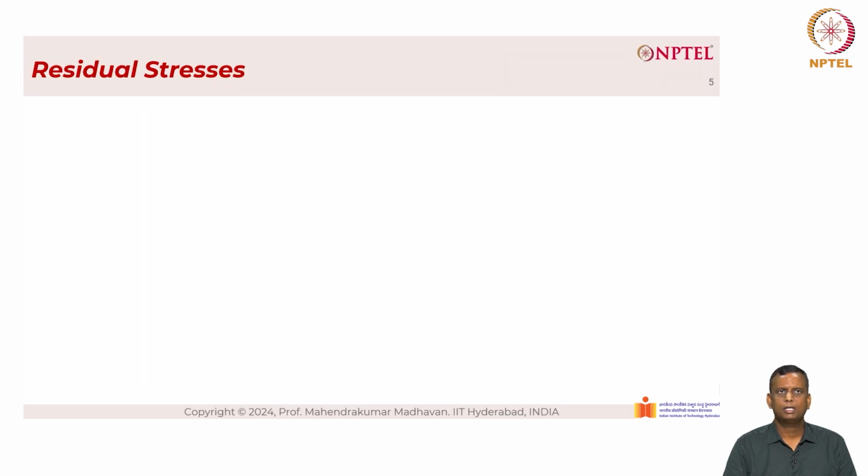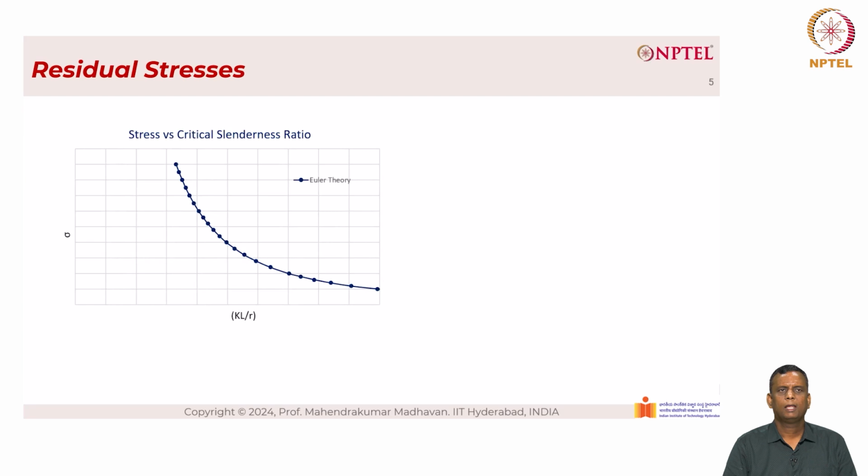Now let's talk about residual stresses. Here is the stress versus slenderness ratio curve, which is the typical Euler curve. The x-axis is scaled by KL/r, which is the effective slenderness ratio, and the y-axis is sigma. When KL/r reaches a critical value, we reach sigma naught, which is the onset of yielding. The point at which onset of yielding starts can be defined as the boundary between yielding and elastic buckling. To the right, we have elastic buckling, which are slender columns. To the left, it is yielding, which is a stocky column.